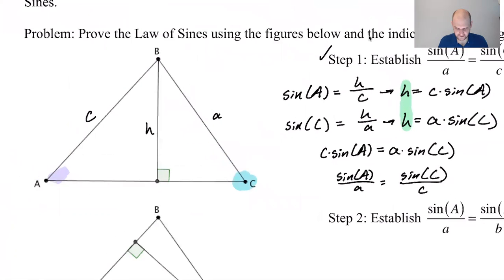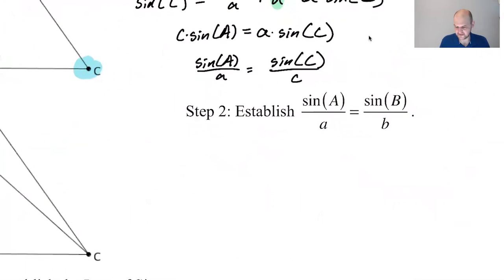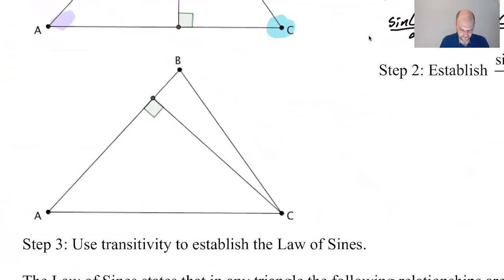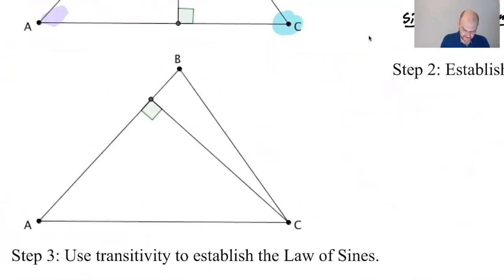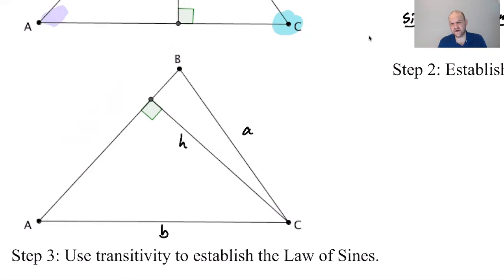I don't know. So let's see if we can do the next one, which says that we need to establish sine of A over A equals sine of B over B. We're going to do it in exactly the same way. So let's go to the triangle, label some things. I'm going to call this H again. So H is the height. It's from one side perpendicular to the opposite side. So we have that. And then this will be A, this will be B. And again, this is C, but we don't need it, and it would be complicated to figure out what to do there. So we're just going to ignore it.